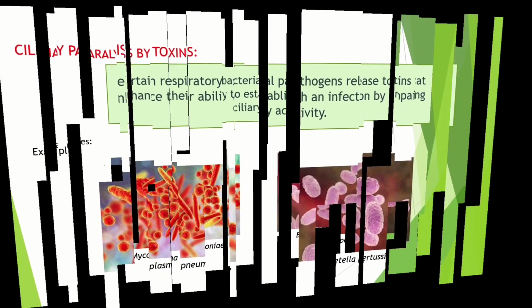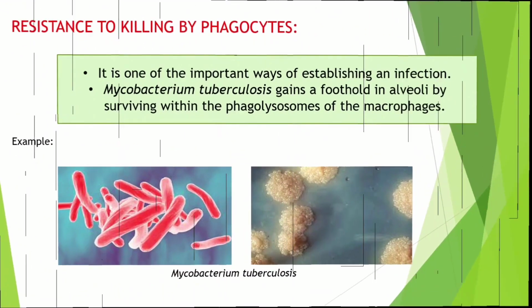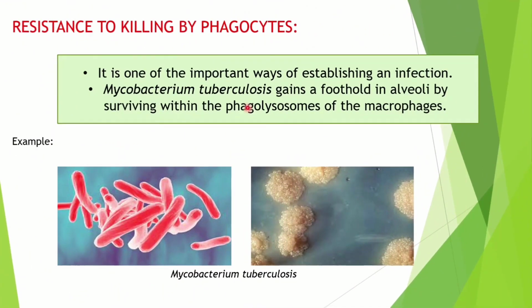Another way is the pathogens acquiring resistance to killing by phagocytes. It is one of the important ways of establishing an infection. Mycobacterium tuberculosis gains a foothold in alveoli by surviving within the phagolysosomes of the macrophages. It is due to virulence factors like cord factor and LAM, lipoarabinomannan.